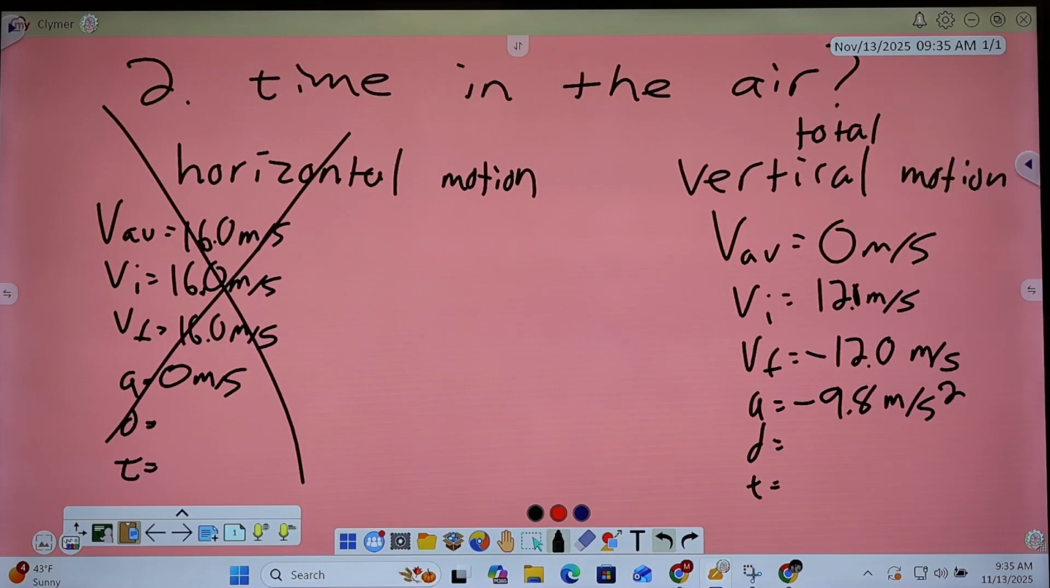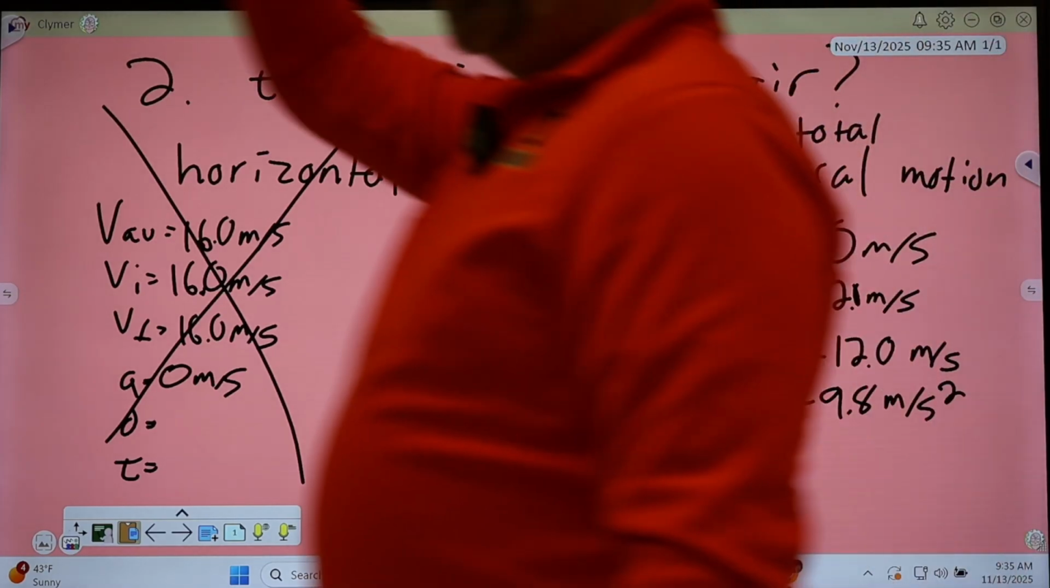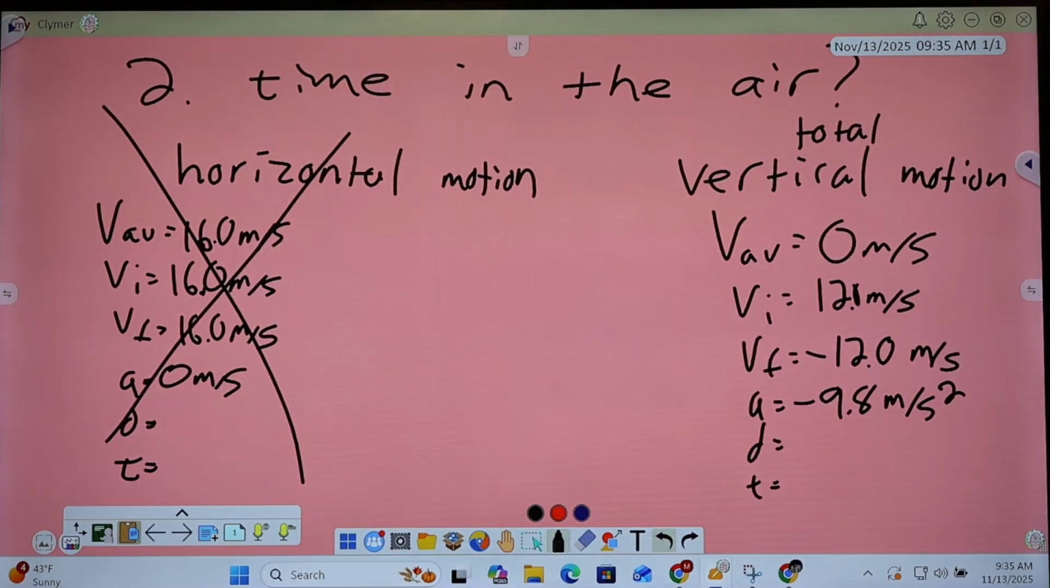Yeah, because we were solving for max height, right? Now we're solving for it goes up and it comes back down. So when it hits the ground, kind of like the ball being tossed here, when it comes back and hits your hand, it's got that same velocity, just in the opposite direction.